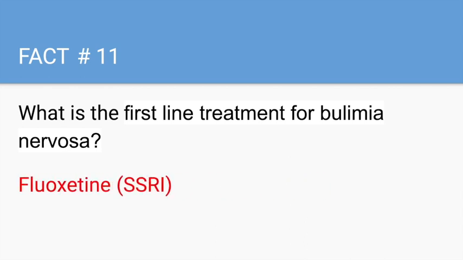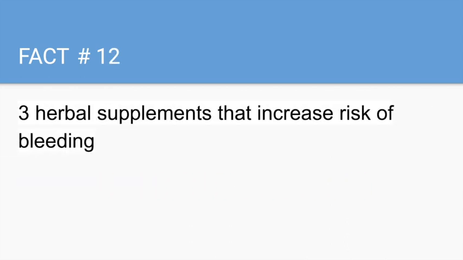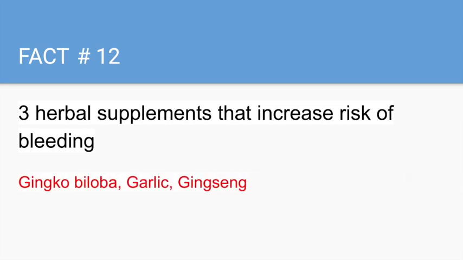What are 3 herbal supplements that can increase the risk of bleeding? Garlic, ginseng, and ginkgo biloba. Probably pronounced those incorrectly, but let's look at the spelling here on the screen.